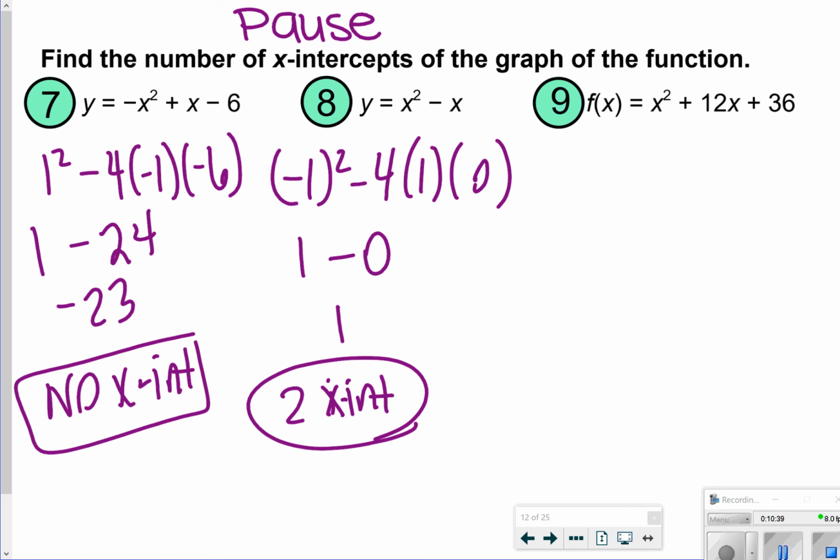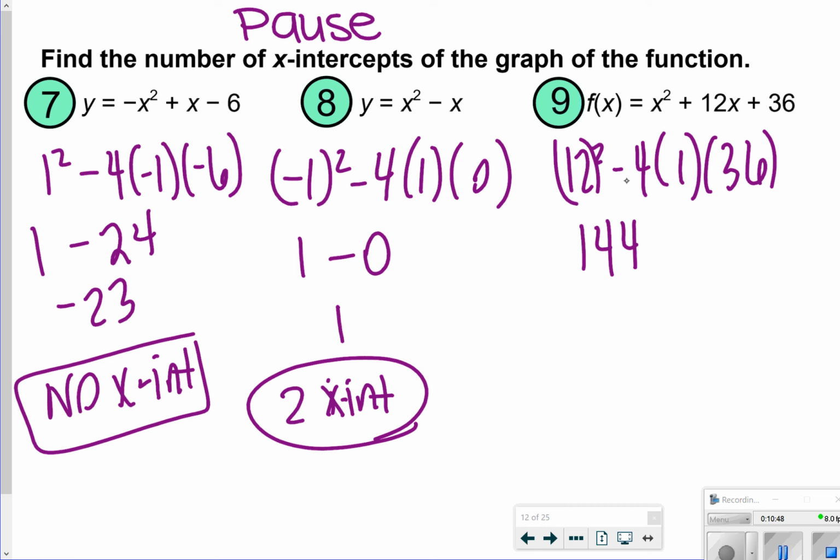The last one, we have 12 squared minus 4 times 1 times 36. That's going to be 144, and negative 4 times 36 is negative 144. Subtracting those, we get 0. So since the discriminant is equal to 0, we have 1 x-intercept here.